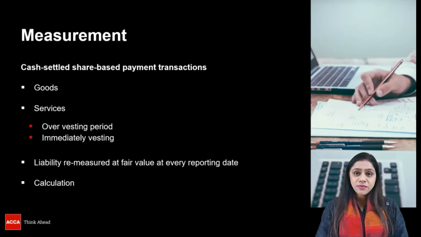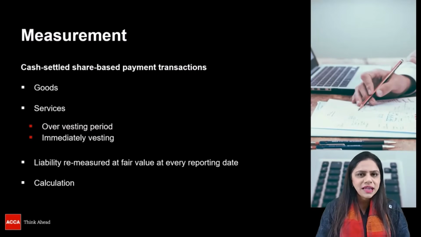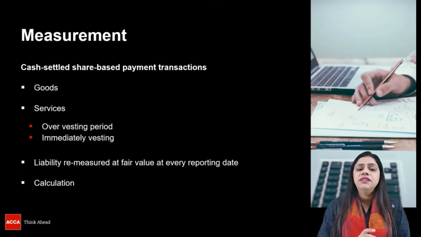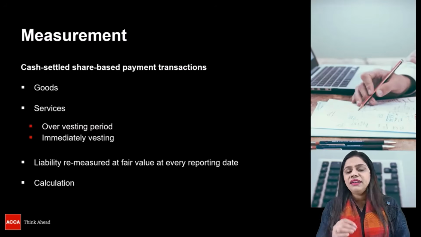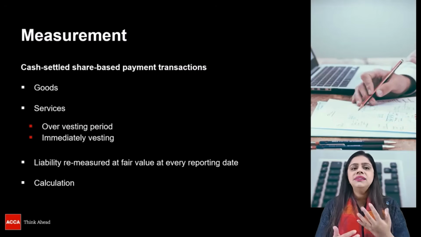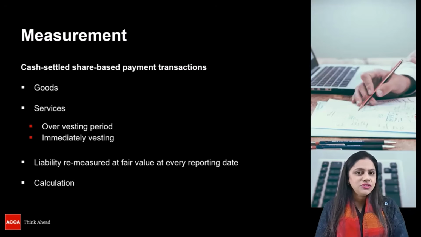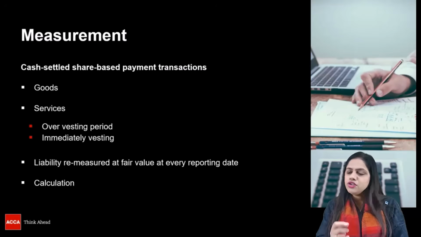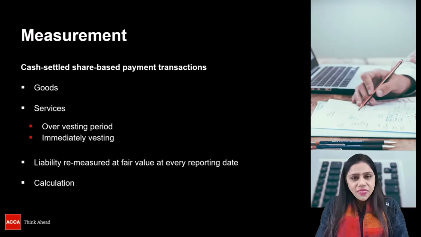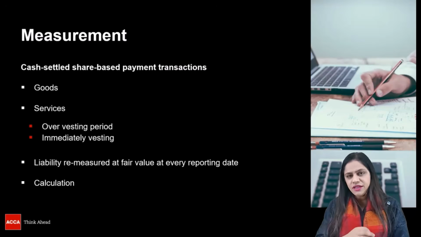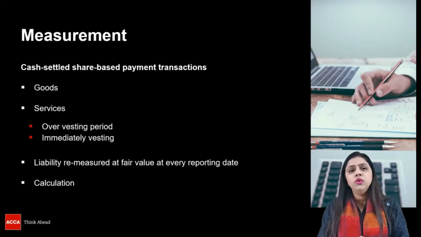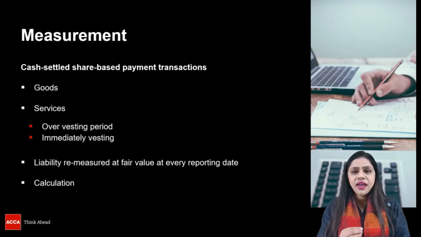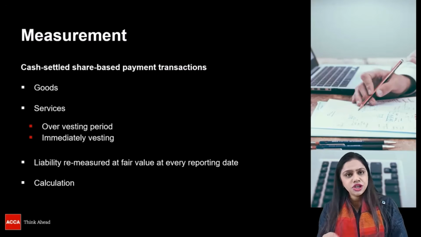Meanwhile, if we talk about measurement of the cash settled share-based payment transactions, over here the remaining rules are the same. But the difference is that the liability is remeasured at fair value at every reporting date. See, liability is remeasured. Equity is not remeasured. So in case of liability, you have to do an additional point. And that is that at the end of every year, at every reporting date, you have to identify the fair value of the equity instrument. And then you need to do the calculation accordingly.